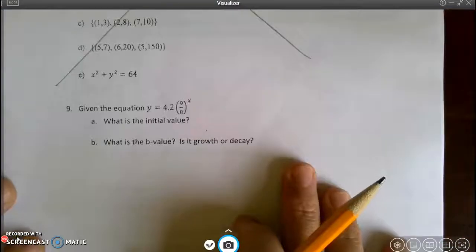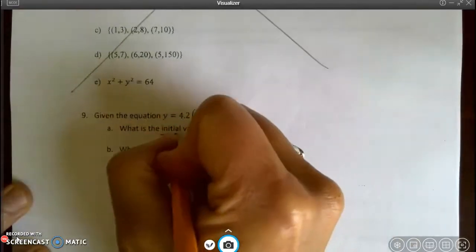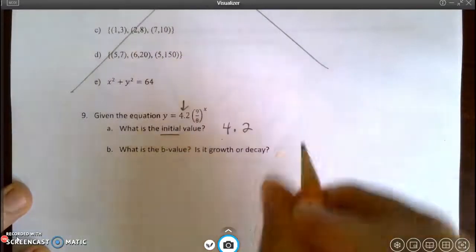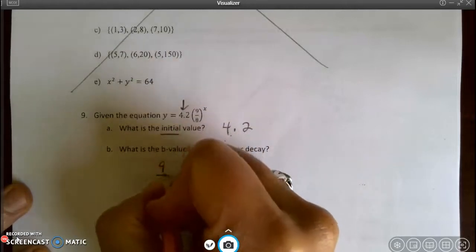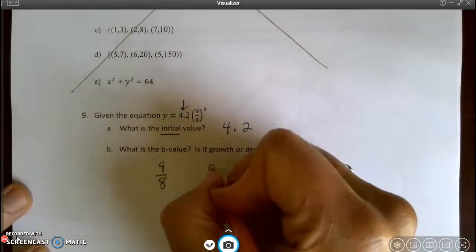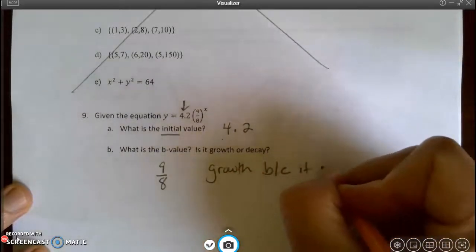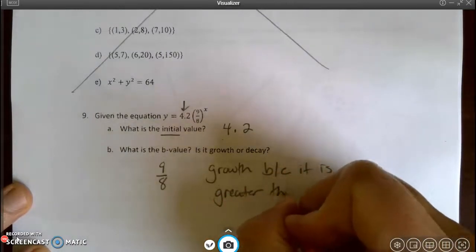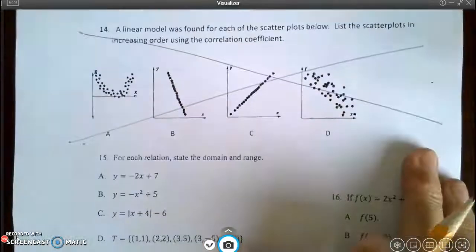Right, given this equation, y equals 4.2 times 9/8 to the x, what is the initial value? This is always my initial value, so it's 4.2. What is the b value? That b value is the growth factor, that's 9/8. Is it growth or decay? It is growth because it is greater than 1. Let's go to my next question.